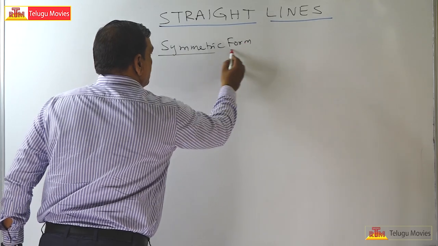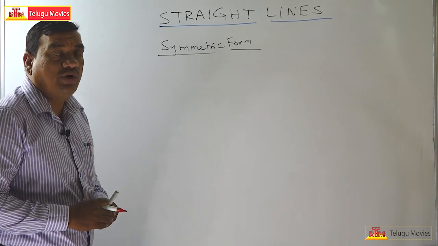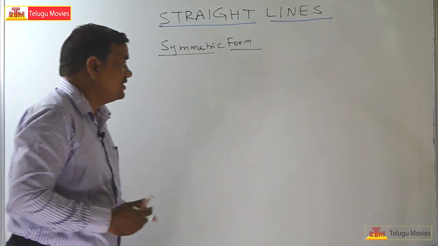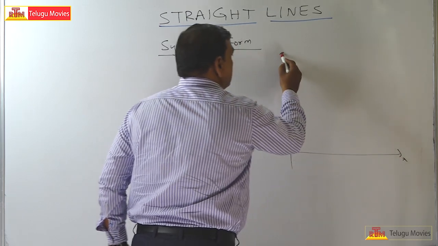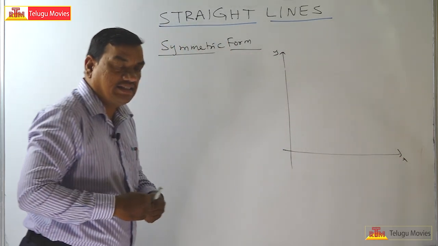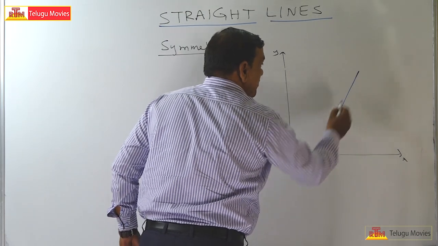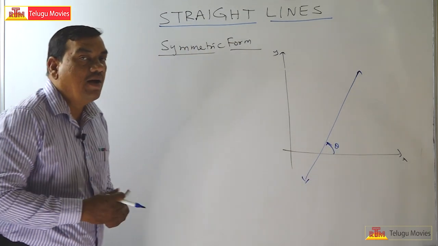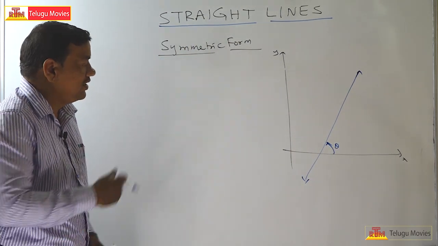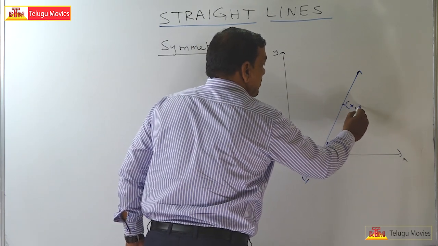So this form is called symmetric form. It is also a very easy concept to learn. Let us see what is there. Let us say this is the x-axis and this is the y-axis. Let there be a line making an angle theta with the x-axis in the positive direction. And the line passes through the point x1 comma y1.